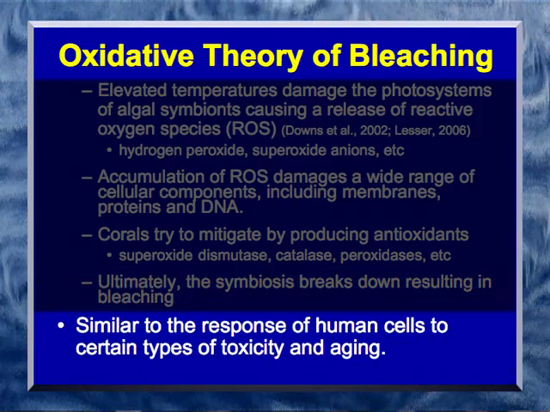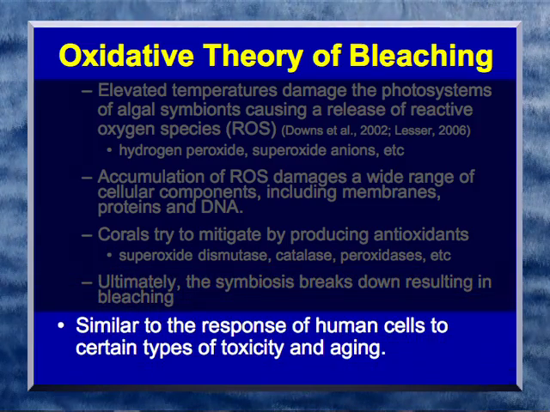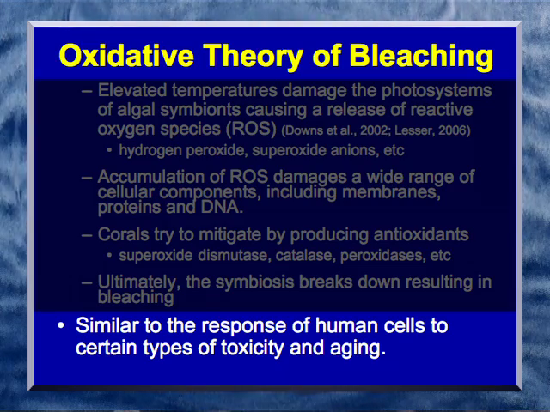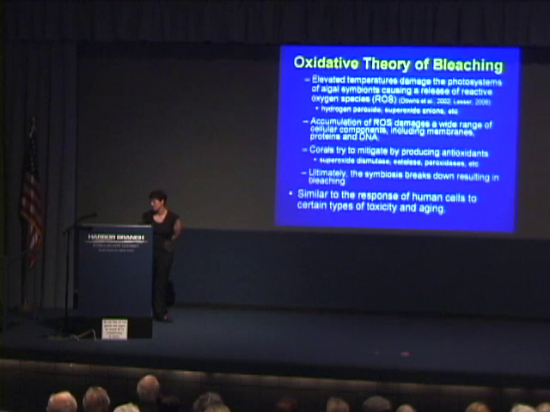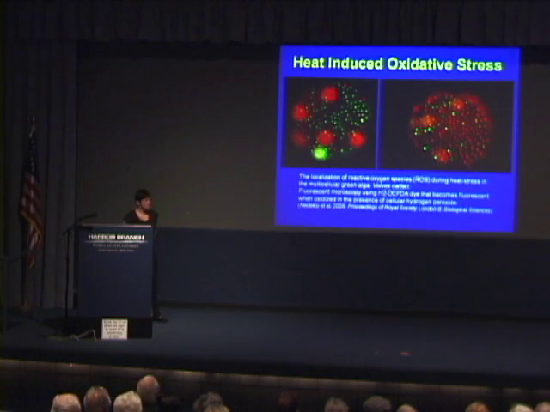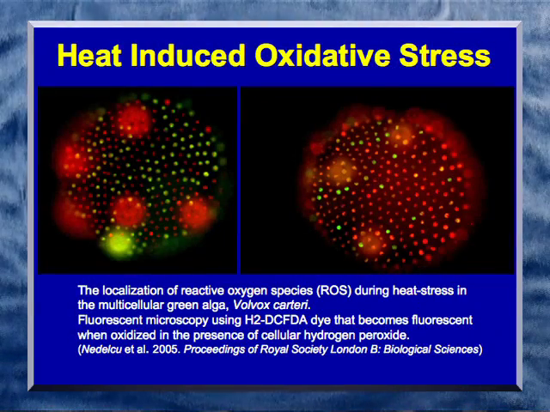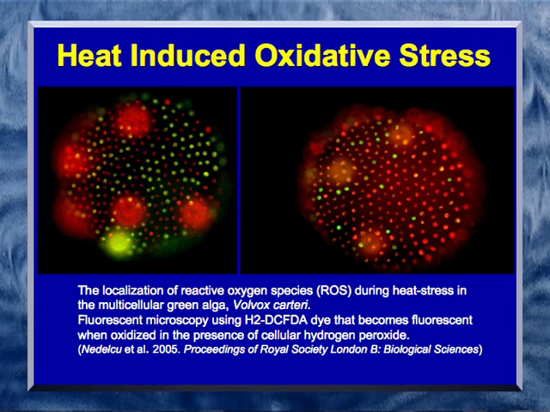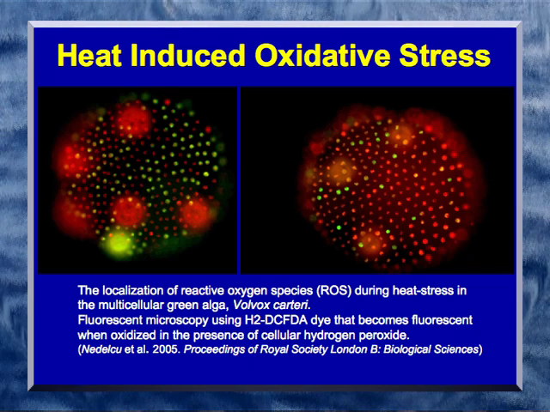And this is similar to the response of human cells to certain types of cytotoxicity and aging. Oxidative stress significantly influences cellular aging. So this is just one of the types of technologies and tools that can be used to understand these mechanisms. This is a type of algae.